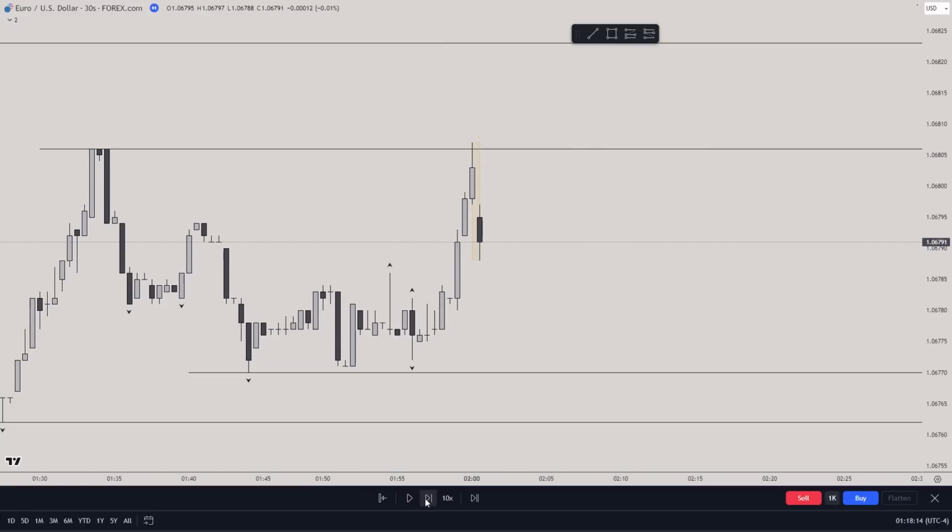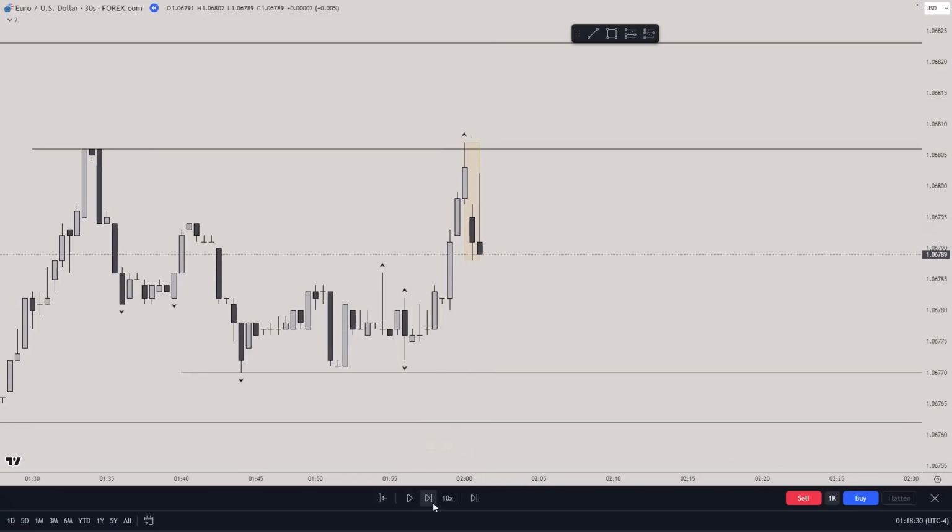Do we have a fair value gap? No. This is just a normal gap. This is not a fair value gap. Why? Because a fair value gap is a 3-candle pattern. In this case, we only have this candle and this one. So if another candle comes here, then maybe we have a fair value gap, but so far nothing.